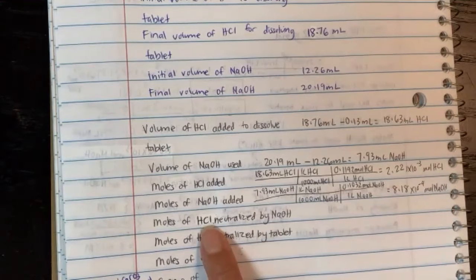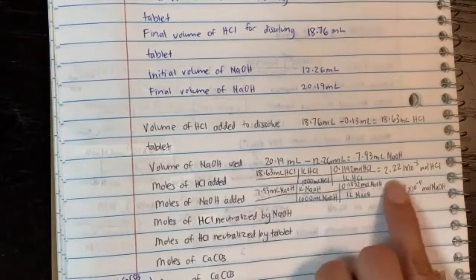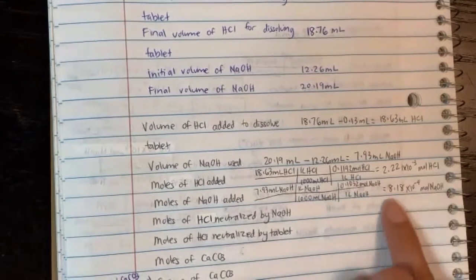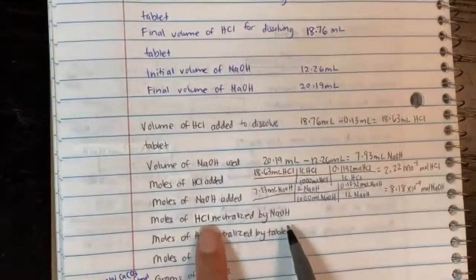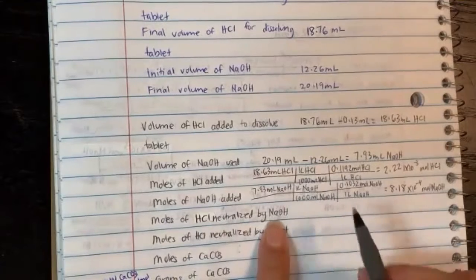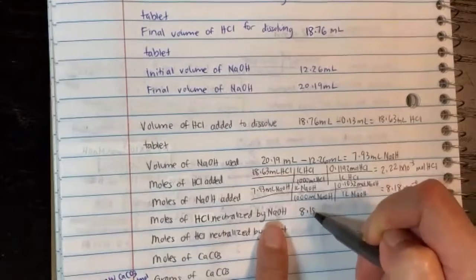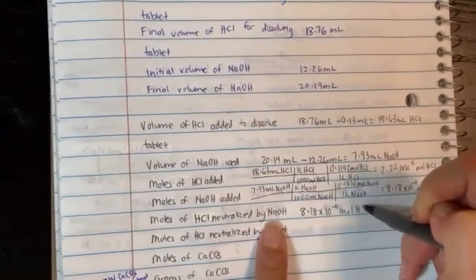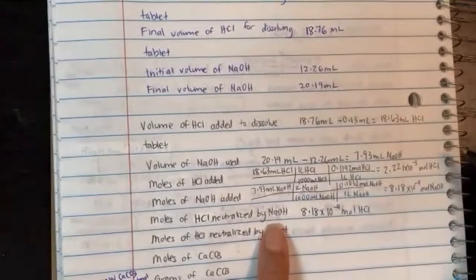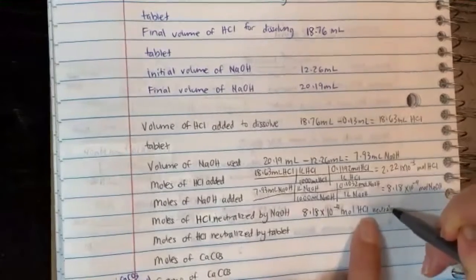HCl and NaOH react in a 1-to-1 mole ratio. So basically, all the moles of NaOH have been neutralized by the same exact amount of HCl. So over here, this is the same number as over here. Moles of HCl neutralized by the sodium hydroxide is all the moles of sodium hydroxide because it's a 1-to-1 ratio. So it's 8.18 times 10 to the minus 4 moles of HCl that's neutralized by NaOH. Let me write it down.